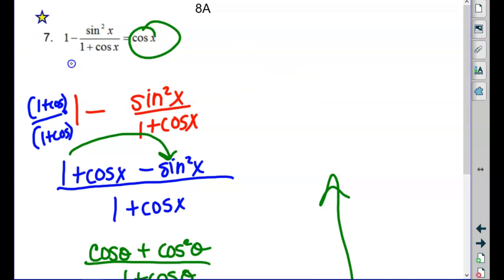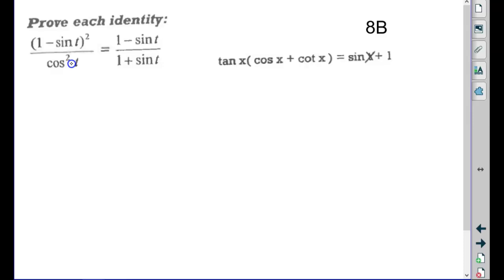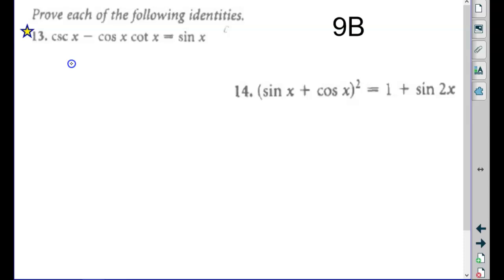All right. 8B has some more of those. 9B. Let's try 9B. Number 13 on 9B. What would you do? Which side would you like to work with here? Left. Okay, what do you want to make cosecant? Because there's no squareds, I'm thinking we need to just start trading, right? 1 over sine minus cosine times, what do you want to make cotangent?